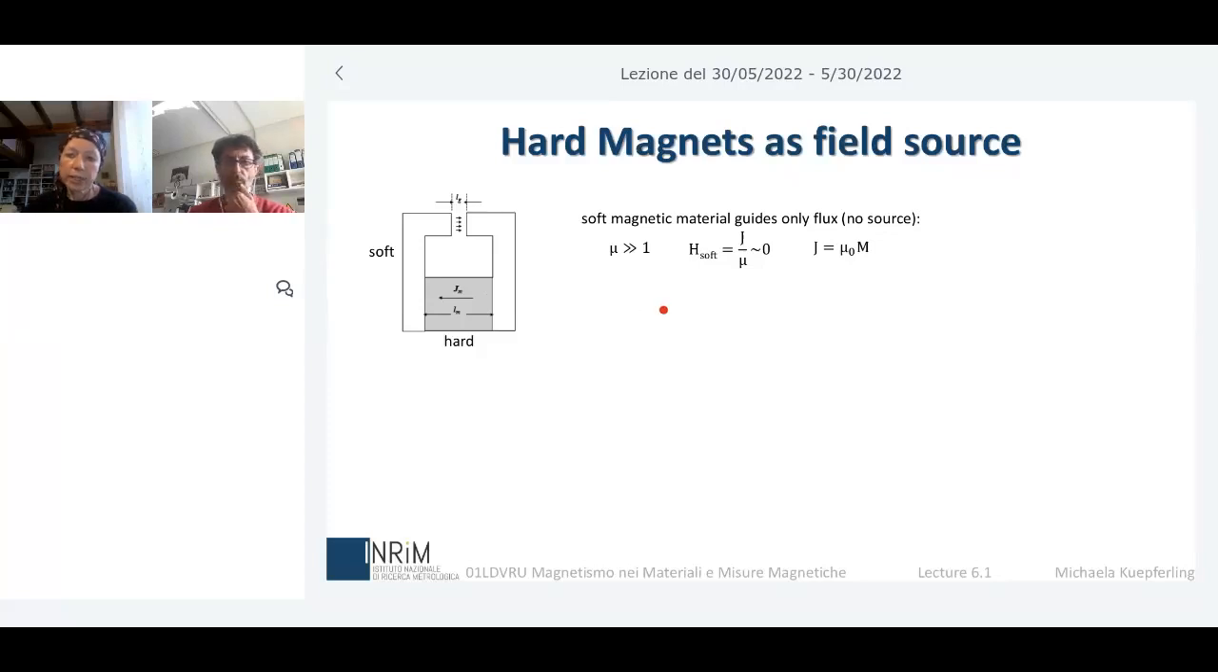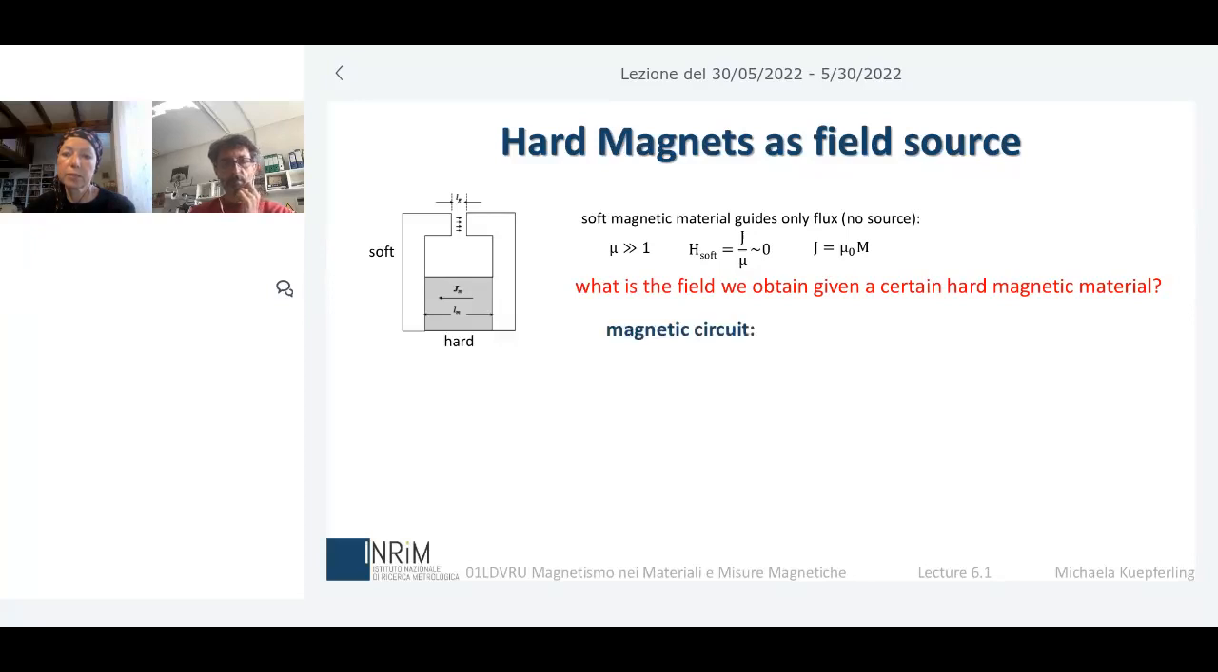One thing that we assume, of course, is that the soft magnetic material will guide your magnetic field perfectly from the hard magnet to the gap. In this way, we assume that the permeability is very, very large, going to infinity, and the field of the soft magnetic material will not contribute. So what is the field we obtain given a certain hard magnetic material? This we want to know.